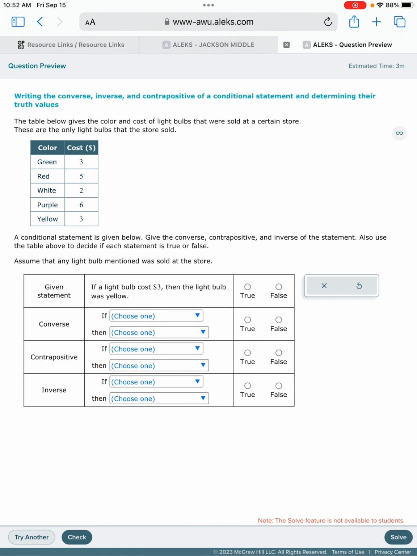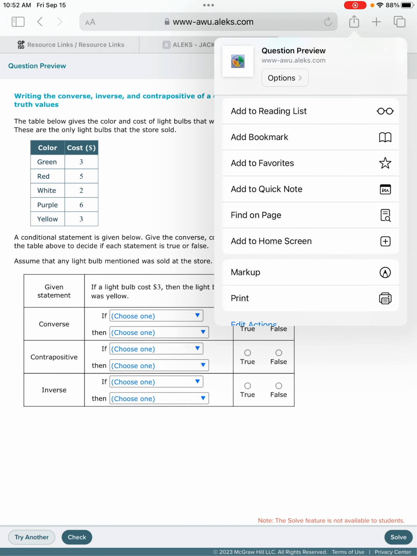And let's start with our given statement. It says, if a light bulb costs $3, then the light bulb was yellow. So what I'm going to do is go back to where I can write on the page.